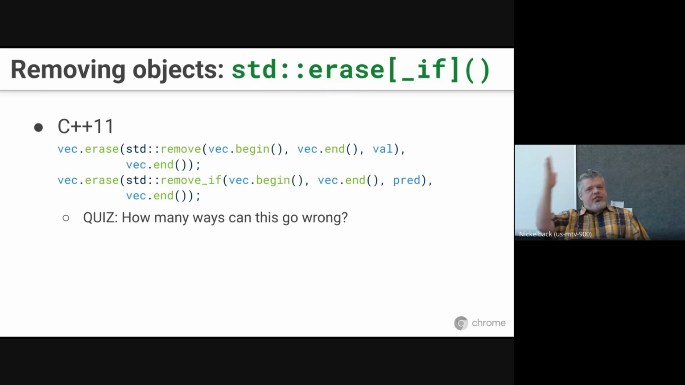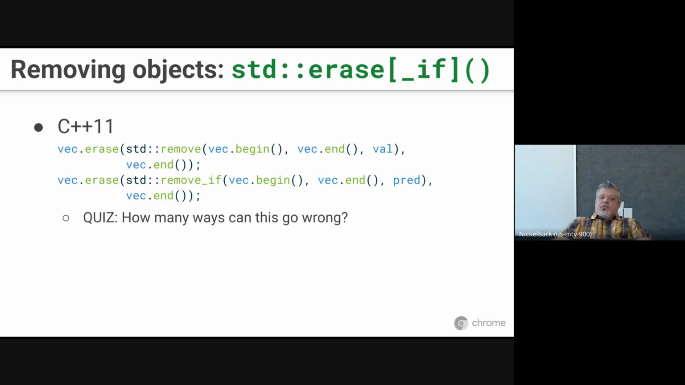And to actually get rid of that end portion of the container, you have to call a second function, erase, and say, hey, erase the range from where my remove call returned, which is the end of the real elements, all the way to vec.end. This is kind of awful and can go wrong in multiple ways. So this is audience participation time. Quiz question: how many different ways can I screw this up? Or maybe I should phrase it as, name me a way that I could get this wrong as a coder. There's an obvious and some less obvious stuff.